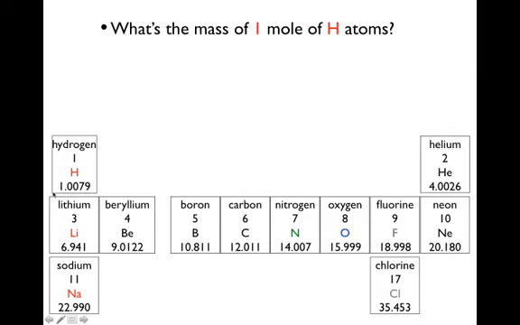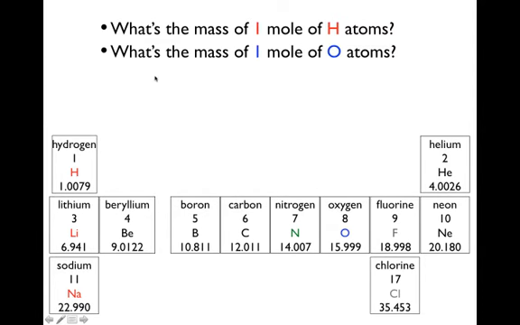Well, we go over to hydrogen here, and the mass of 1 mole of hydrogen atoms is about 1 gram. Again, I'm rounding to the nearest whole number. So we can say 1 mole of hydrogen atoms weighs about 1 gram. Next question. What's the mass of 1 mole of oxygen atoms? Again, you look over here at the oxygen box, and you say, well, 1 mole of oxygen weighs about 16 grams. Again, I'm rounding to the nearest whole number.